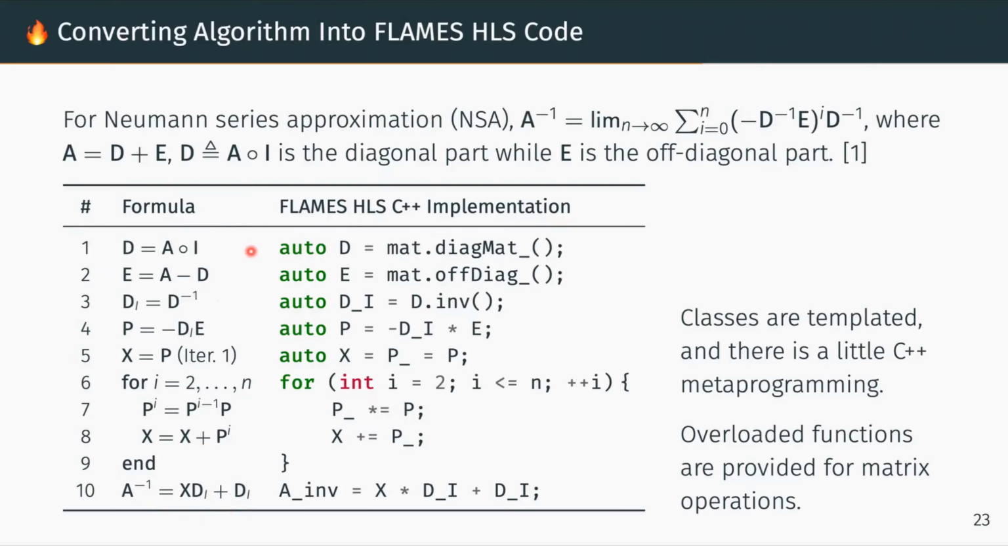And with the proposed Flames library, we can do things so simply. We can even use auto to define the type. We can take the diagonal vector of the matrix and get the off-diagonal ones, and we do the inversion of the diagonal matrix, which is very simple. And we can do the multiplication and the recursion that will multiply the matrix, add it, and do the multiplication and addition. And finally, we'll have the result.